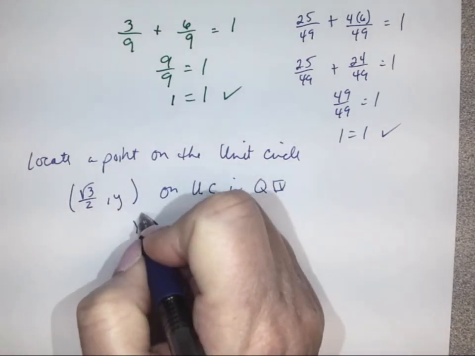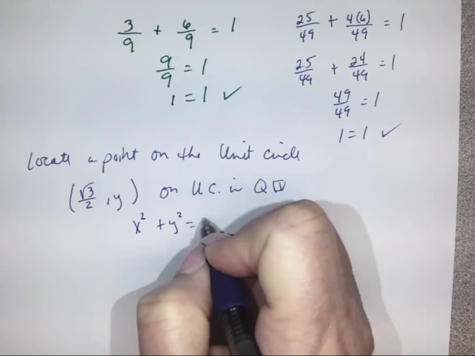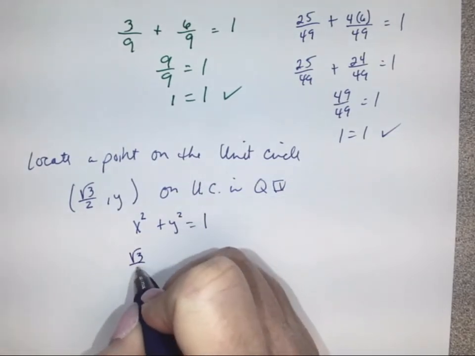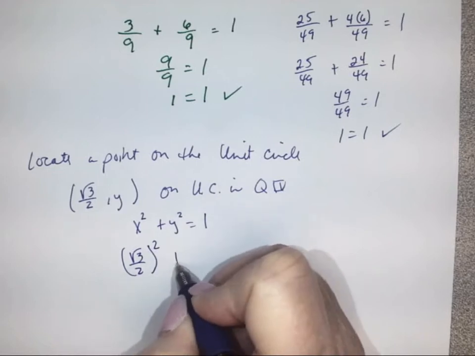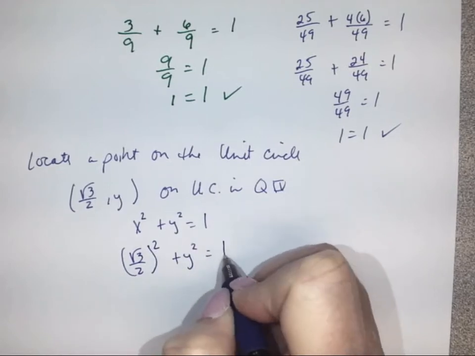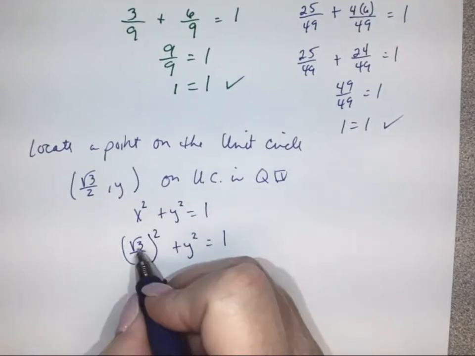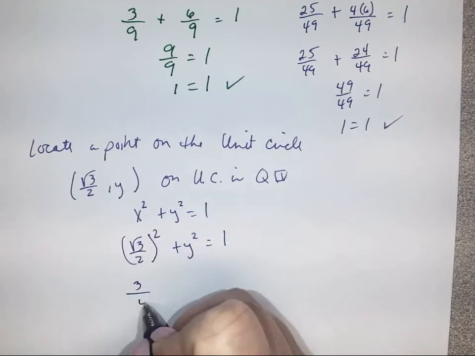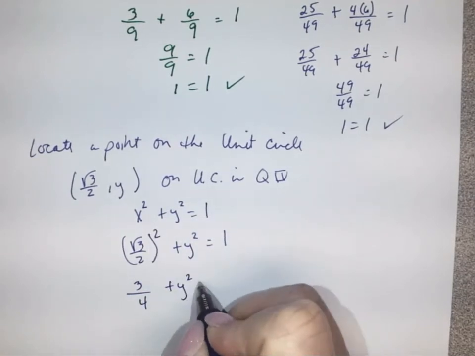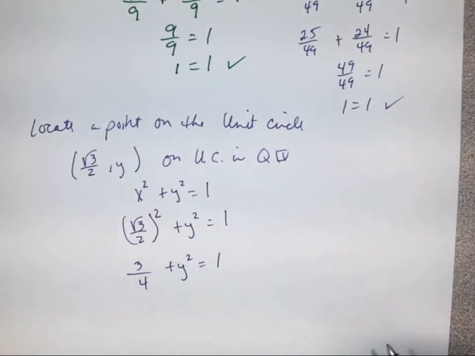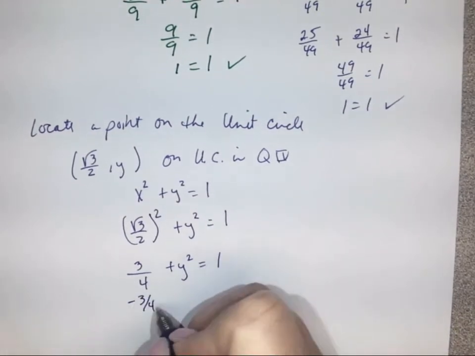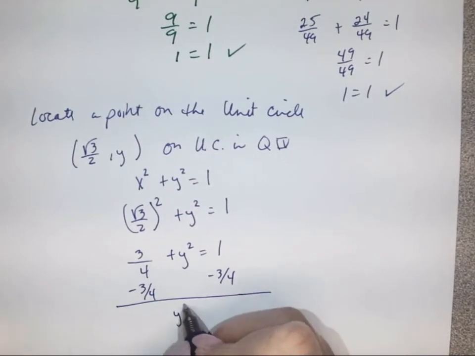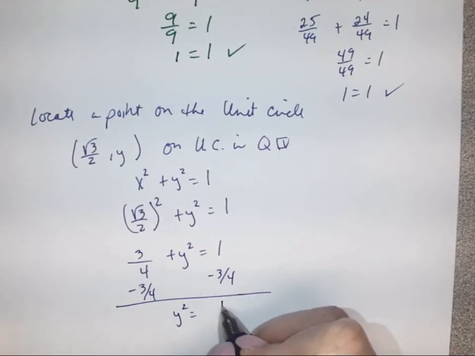So equations, we have x squared plus y squared, again, is equal to 1. So we have the square root of 3 over 2 squared plus y squared is equal to 1. Square root of 3 squared would get us 3. 2 squared is 4 plus y squared is equal to 1. We're going to subtract our 3/4 to the other side. And we get y squared is equal to 1/4.